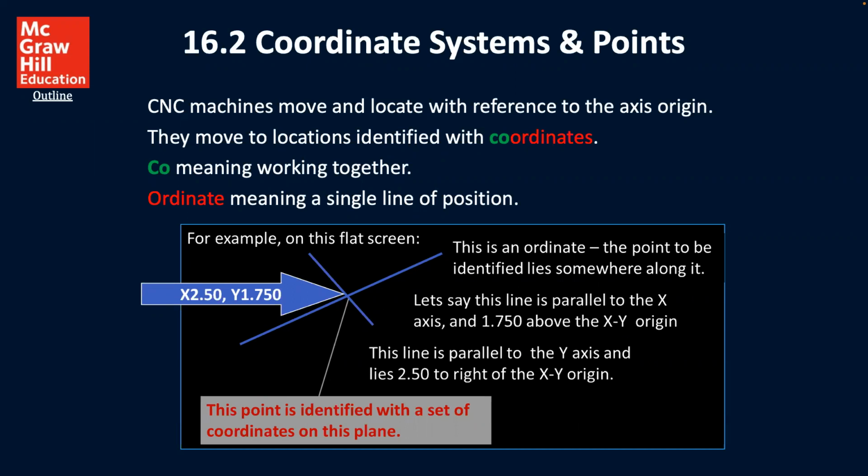For example, on a flat screen, this is an ordinate, and the point to be identified lies somewhere along it. Let's say that the line is parallel to the x-axis and 1.750 above the xy origin. This line is parallel to the y-axis and lies 2.50 to the right of the xy origin. So now we're starting to get some insight into the nomenclature of how we're going to be categorizing what it means in terms of movement and location. This point is identified with a set of coordinates on this plane.